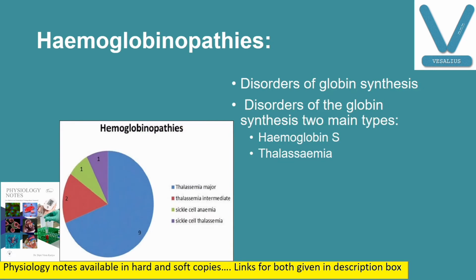Next we will discuss hemoglobinopathies. These are the disorders of globin chain synthesis. Here heme is normal, globin chain synthesis is affected.